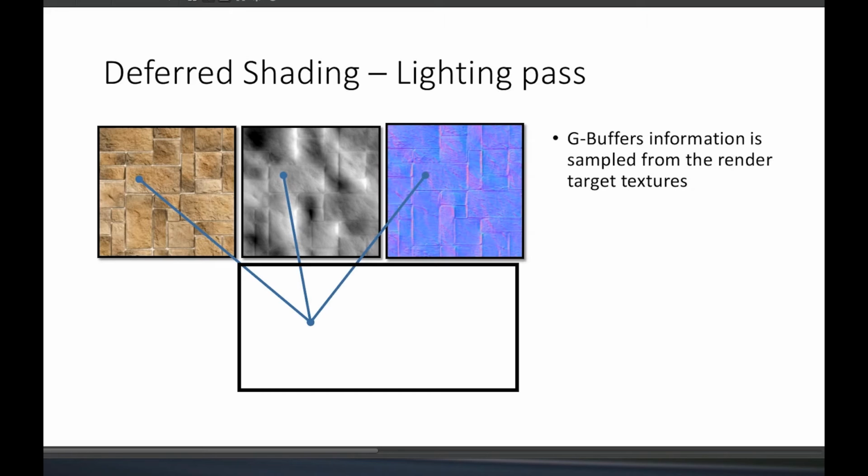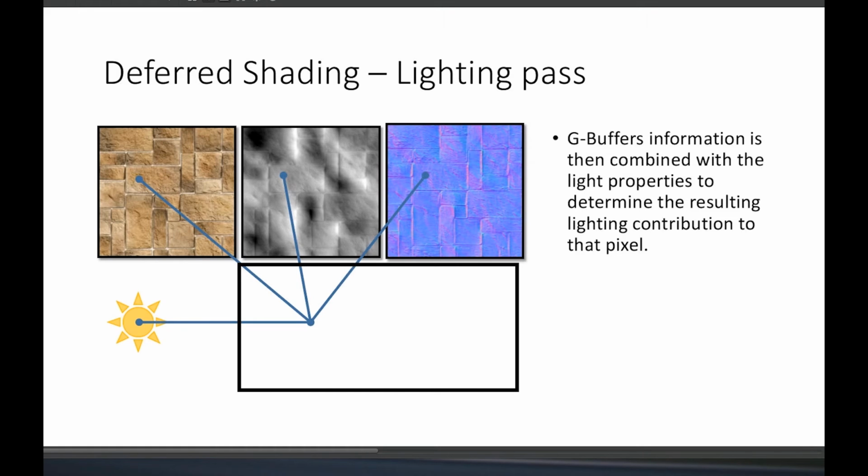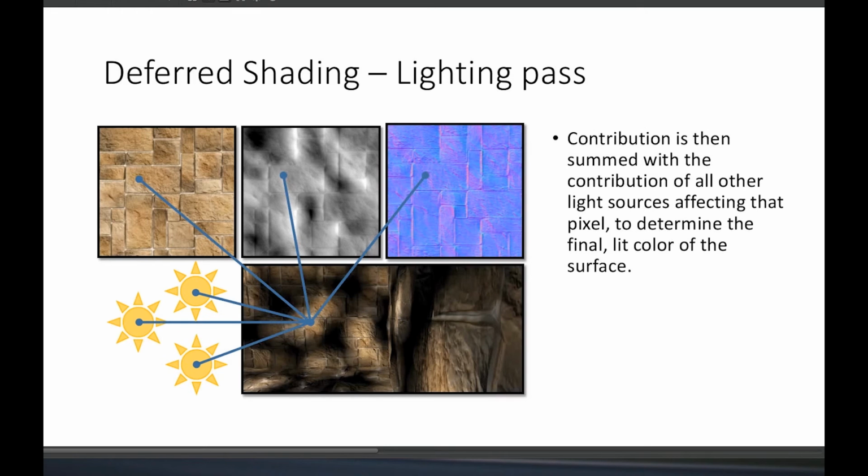This pixel is going to sample information from its geometry buffer textures using the pixel coordinates. For example, in this example, I am sampling the diffuse albedo, the specular albedo, and the normal mapping textures. In the same shader, I'm going to combine the sampled information with my lighting information. I'm going to perform the lighting computation, ending with this scene. So the contribution is then summed with the contribution of all the other light sources affecting the current pixel.